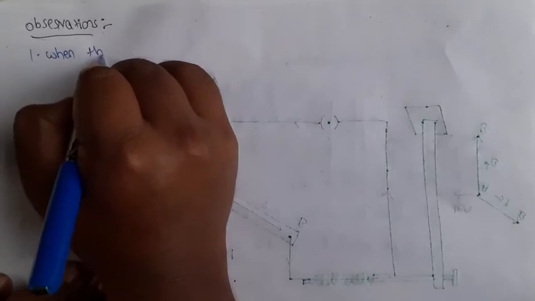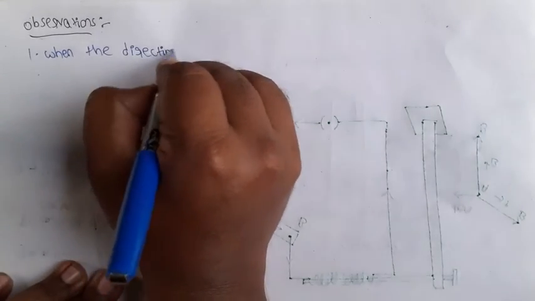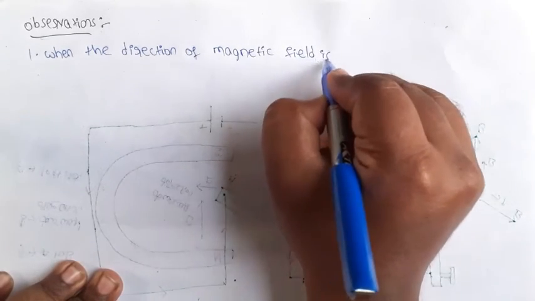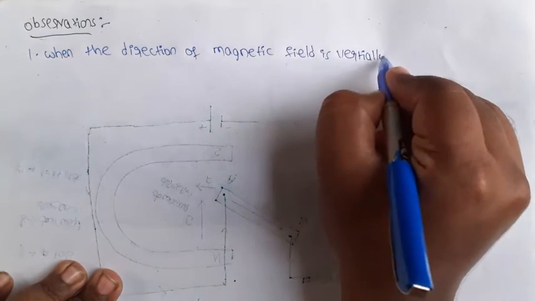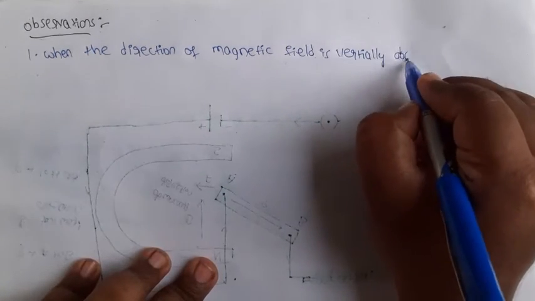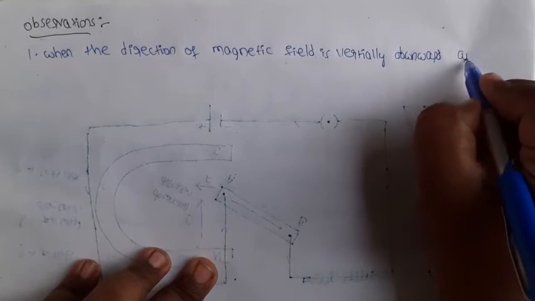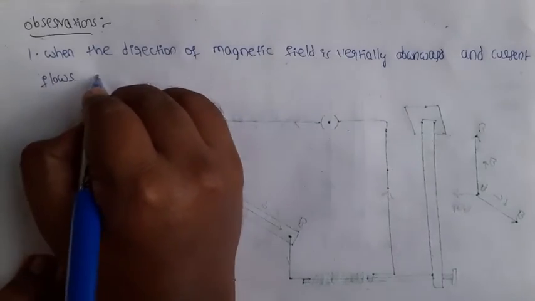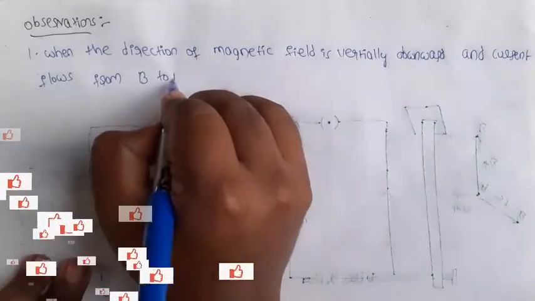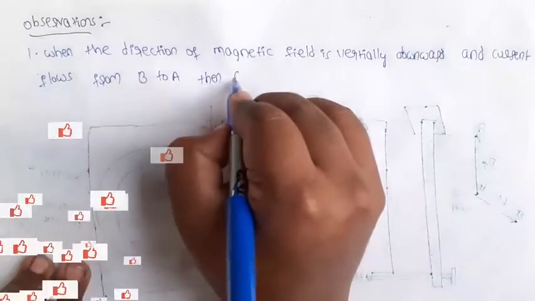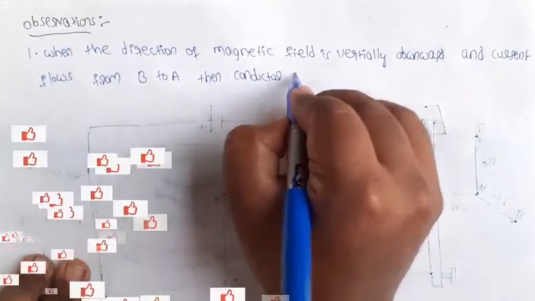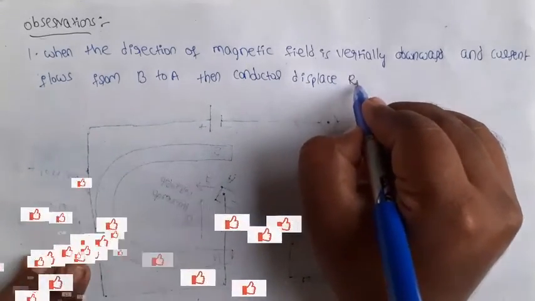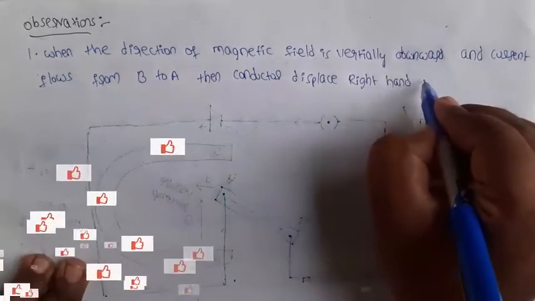Observations. When the direction of the magnetic field is vertically downward and current flows from B to A, then the conductor displaces in the right hand direction.